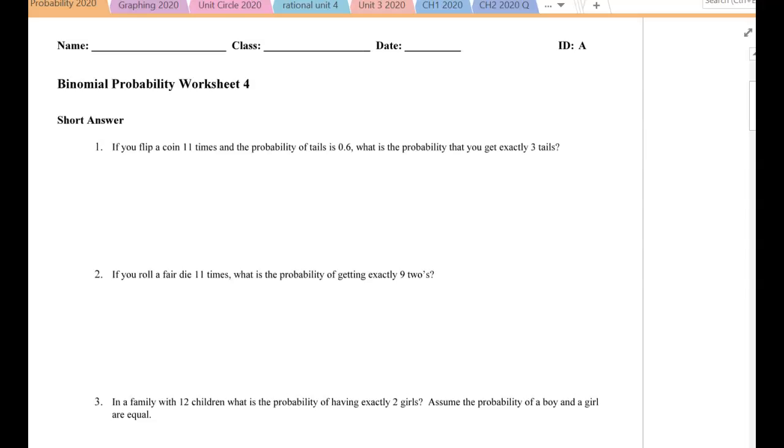Grisado here. Today's learning target is to talk about binomial probability. And there are four things that need to be true to be considered binomial probability. We're going to take a look at number one, and I'm going to explain those four things.